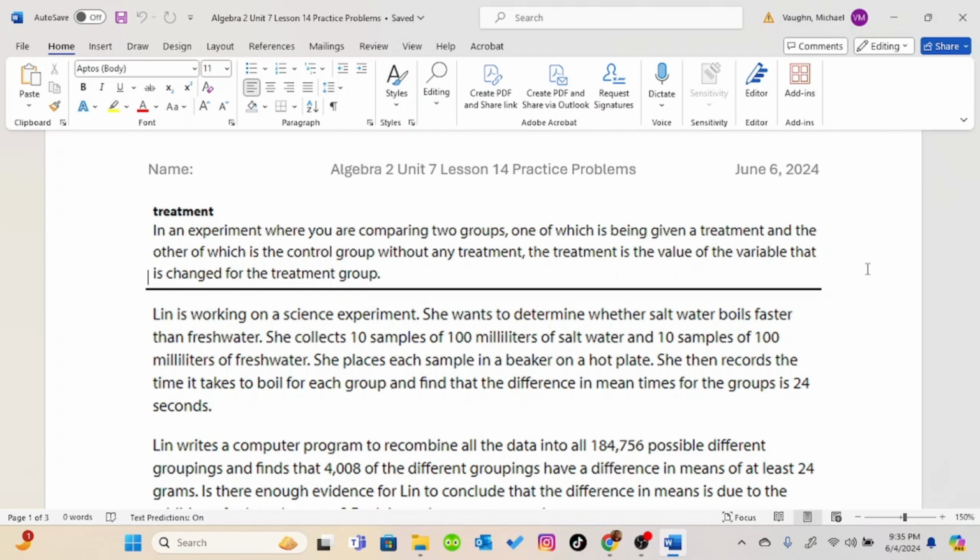In an experiment where you are comparing two groups, one of which is being given a treatment, and the other of which is the control group without any treatment, the treatment is the value of the variable that is changed for the treatment group. If you have any questions about the vocabulary term treatment, please ask for clarification now before we begin on the practice problems.